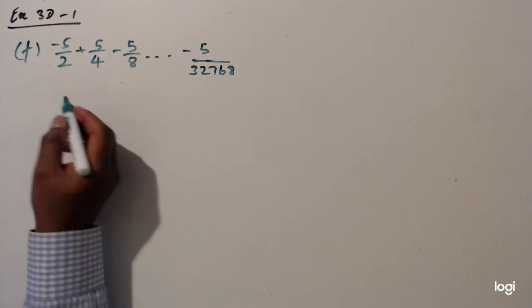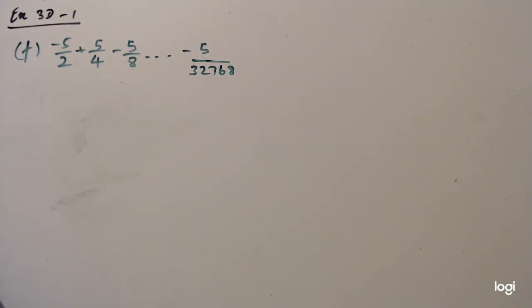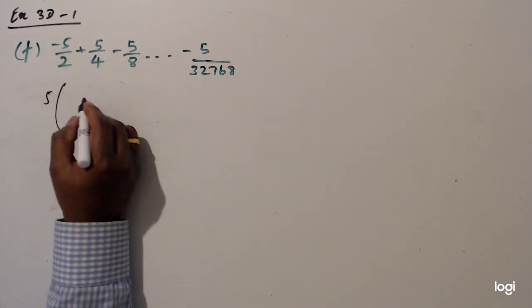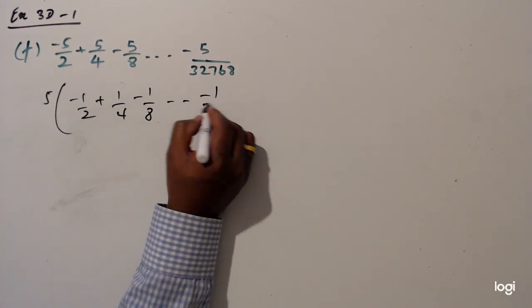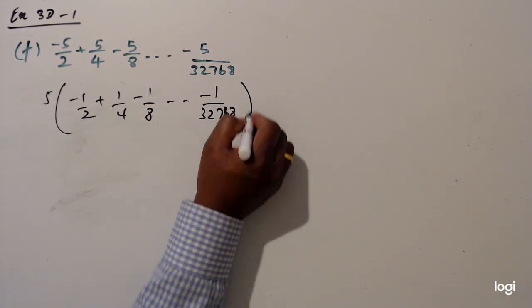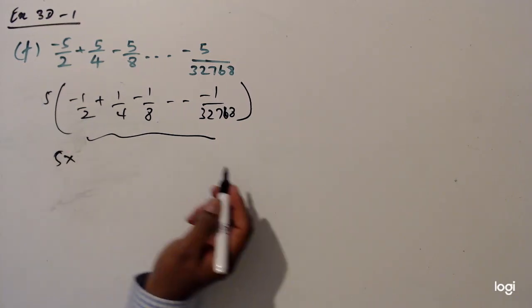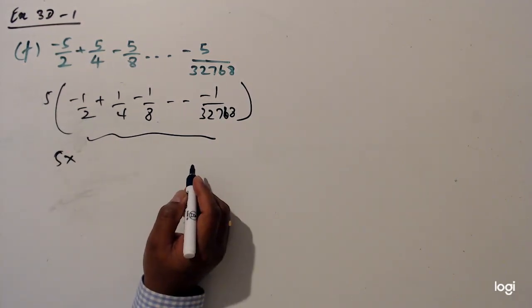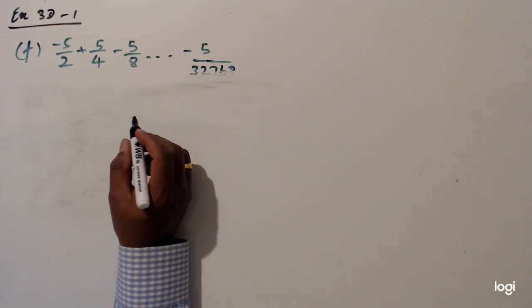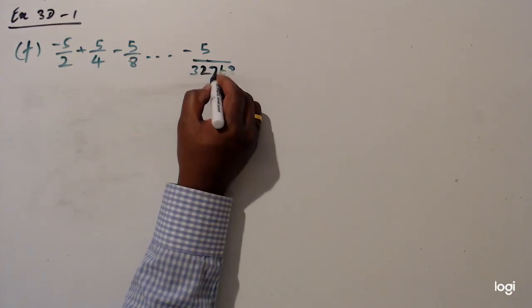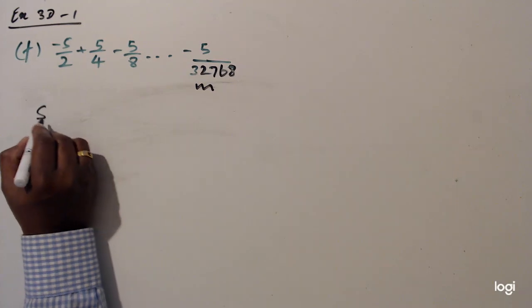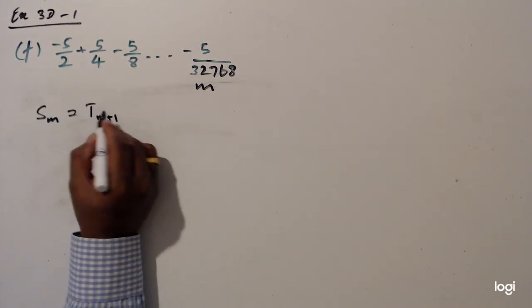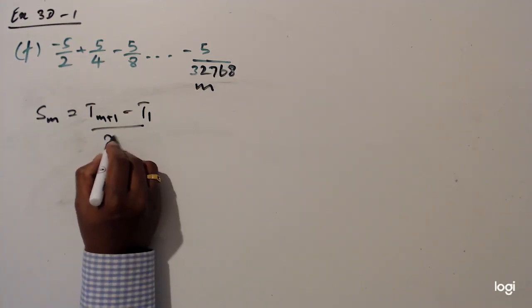The same way, if you want, you can take 5 out from this series, 3, 2, 7, 6, 8, and you can work out, and then finally you can multiply by 5 the final answer. That is also possible. So I'm going to use the short method. 3, 2, 7, 6, 8. Let's say this is m, so I need Sm. Sm means t m plus 1 minus t1 over r minus 1.